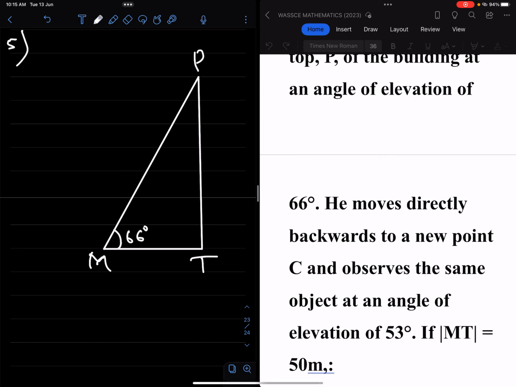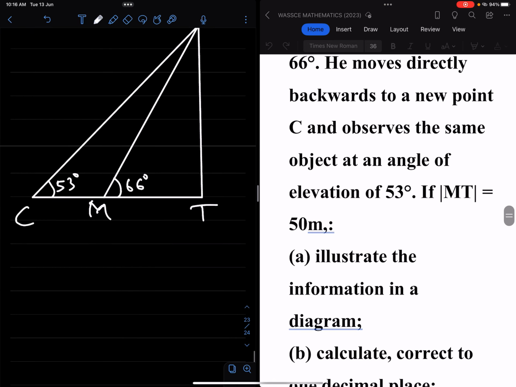He moves directly backwards to a new point C and observes the same object at an angle of elevation of 53 degrees. If he moves directly backwards, that means it's going to be somewhere around here. Let's say he moves directly backwards to a point C. So this is the point where he moved directly backwards to, and it's C. And then he observes the same object at an angle of elevation of 53 degrees. So the angle of elevation now is 53 degrees, and this is it. If MT is 50 meters, MT is 50 meters.